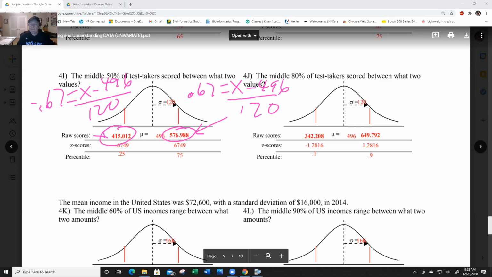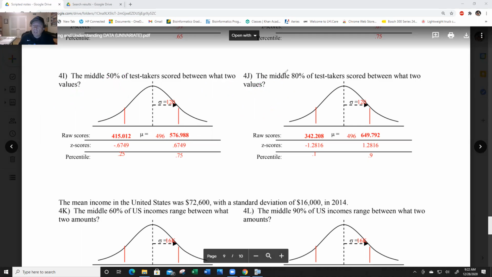All right, fine. Now, J is the middle 80% of test takers. Well, the middle 80%, if you think about it, is between the 10th and the 90th percentile. 90 minus 10 is 80%, and that's the middle of the curve. So what I've got to do is go from here up a level. You see the answer is 1.28, negative 1.28. But how I get that is I'm going to do the inverse.